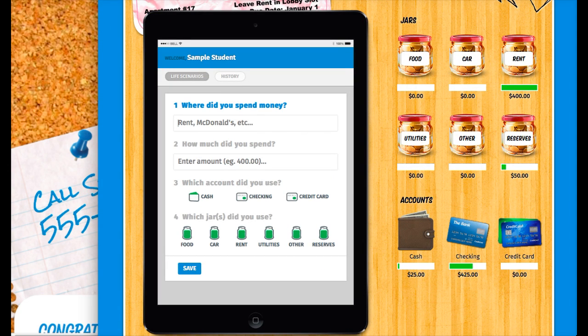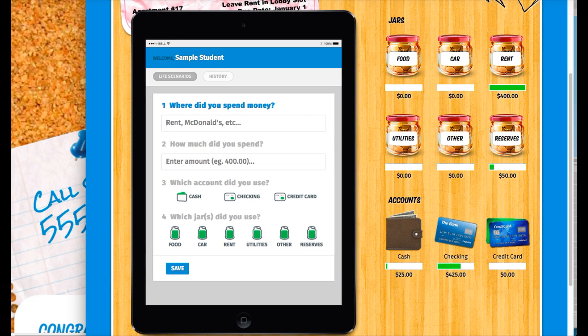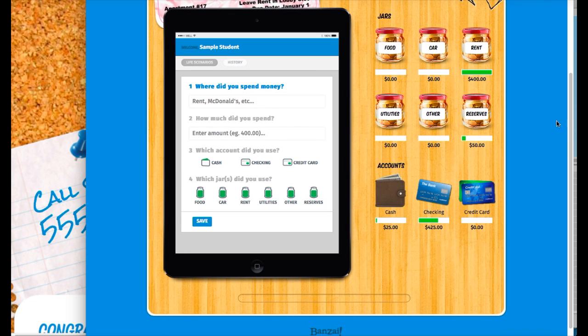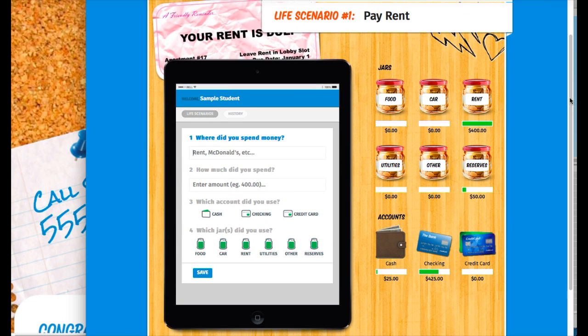What you're seeing right here is the website screen. Okay, so you've now created your account. Get yourself to the scenario section, and you should be looking at the same thing that I'm looking at. Let me move this up. So scenario number 1, pay rent. Before we even talk about this left-hand side, I want to talk about the jars and the accounts.